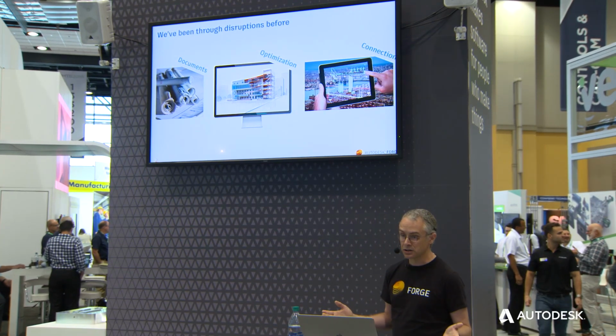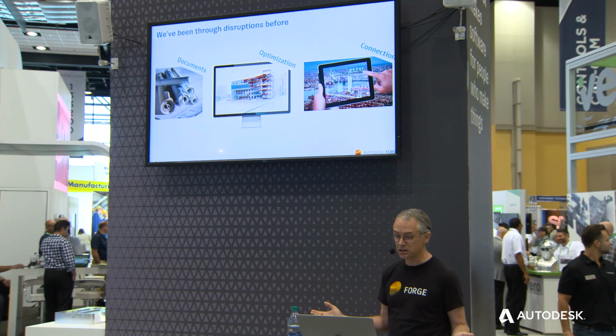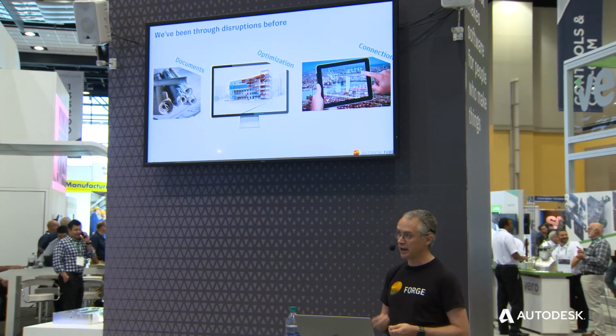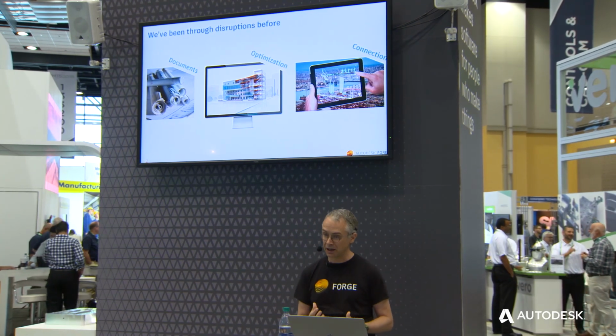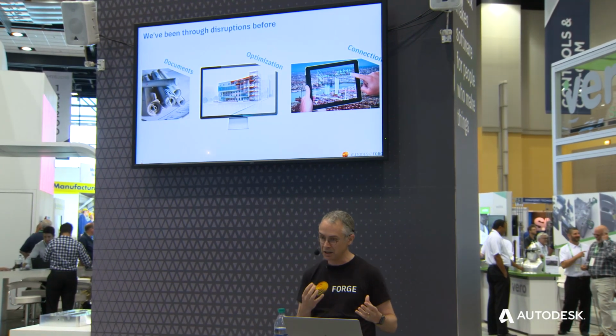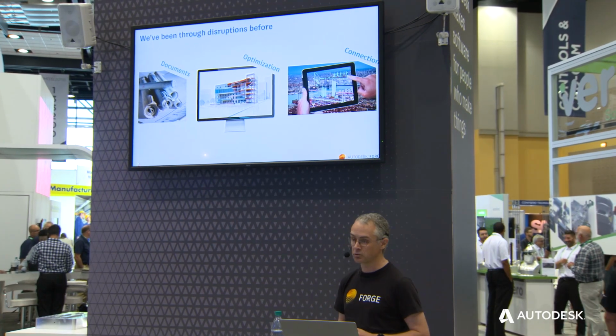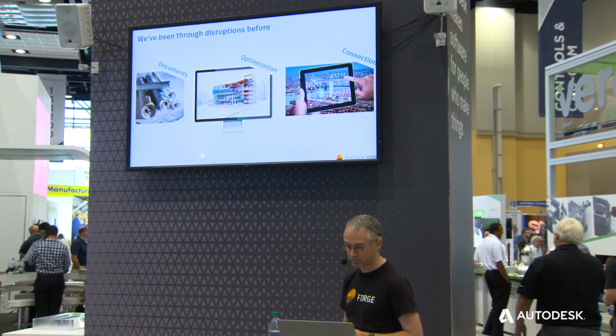Then in the early 2000s we had our optimization disruption. And that was when products like Autodesk Revit and Autodesk Inventor allowed you to create parametric designs, and where the CAD applications were really customized for the kinds of products that you were actually designing.